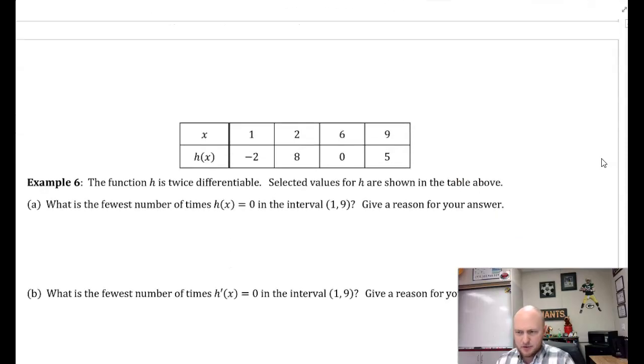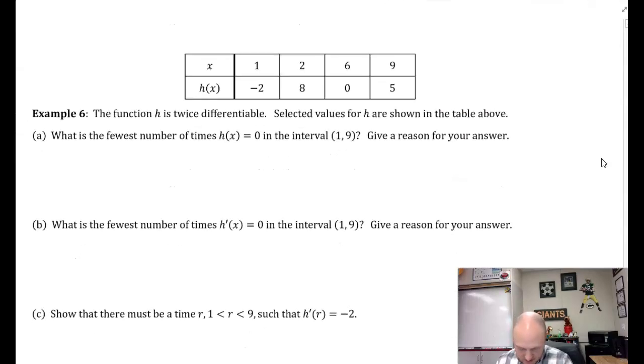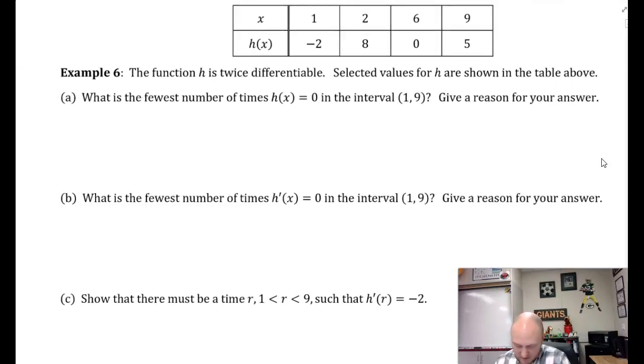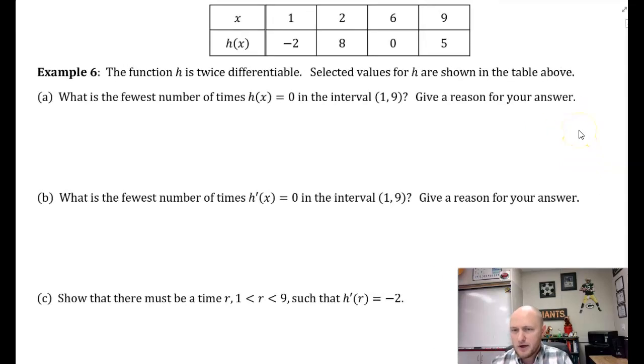All right, example number 6. Example number 6. This one is fun and kind of different. So part A. First of all, the stem. Example 6. The function h is twice differentiable. Selected values for h are shown in the table above. What is the fewest number of times h of x equals 0 in the interval 1 to 9? Give a reason for your answer.